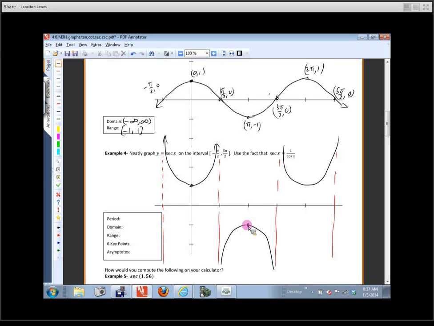Okay, now let's see if we can label these key points here. This one would be 0, 1. I'm going to have a point right here and a point right here. Now, the cosine doesn't hit 1/2 until we get to pi thirds. So this point right here is pi thirds, 2. If this is pi thirds, 2, what would this one over here be? Negative pi thirds, 2.